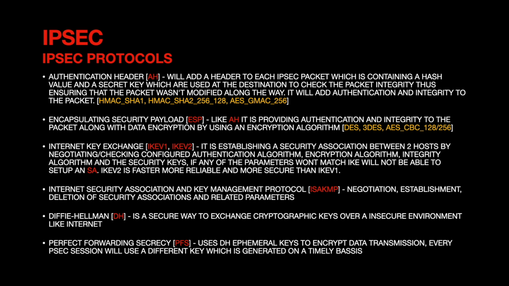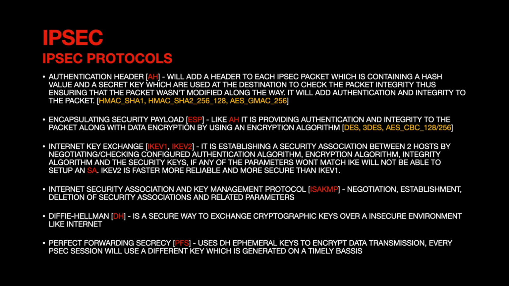So basically, IKE is a protocol which establishes a security association between two hosts, and it will negotiate and check the configured authentication algorithm, encryption algorithm, and integrity algorithm along with security keys. It is also important to know that we have to configure the same set of parameters on each device. If those parameters do not match, IKE will not be able to set up a security association. Also worth mentioning that IKEv2 is much faster, more reliable and more secure than IKEv1.